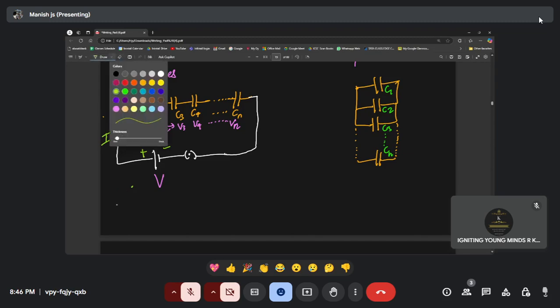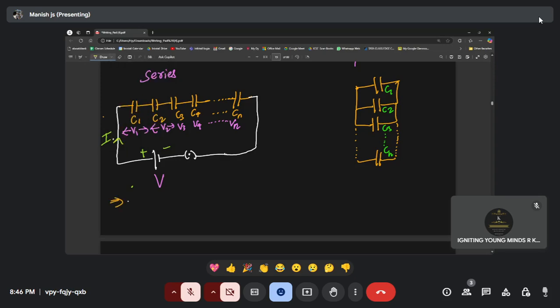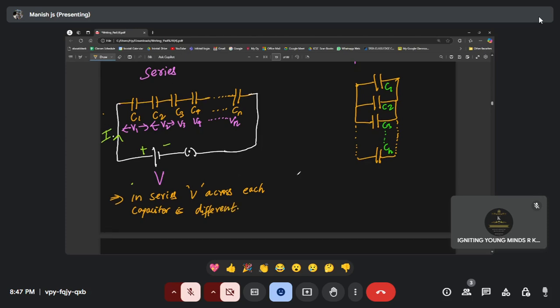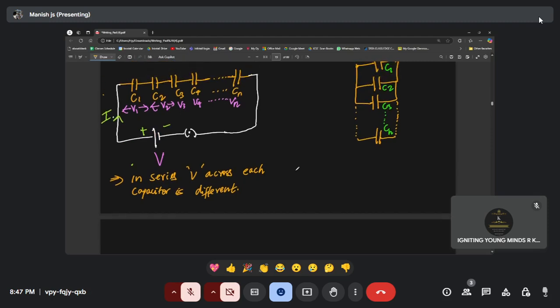So I will write it here. In series, potential V across each capacitor is different. So this is something which you have to remember. So potential is different, but the charge is going to be the same.